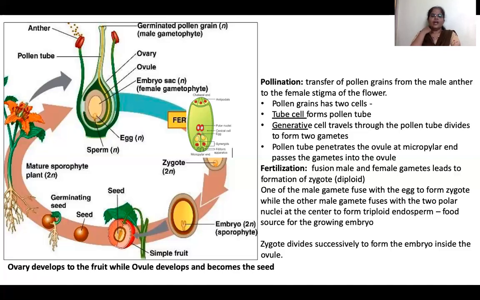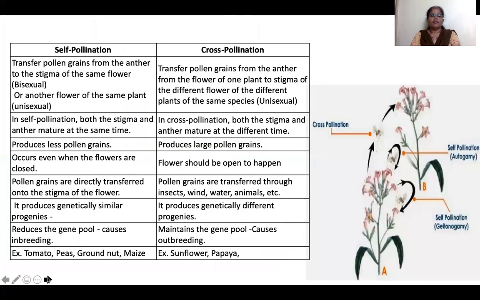Okay, now we saw that after pollination occurs, we'll get a seed: pollination, fertilization, zygote formation, embryo formation, and then a seed is formed. How does this pollination happen? There are two types of pollination in plants.